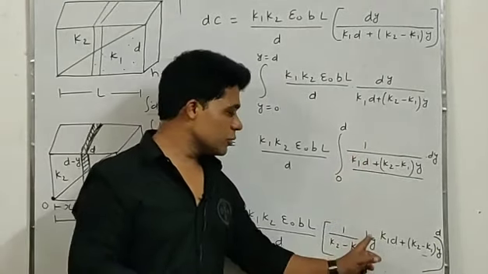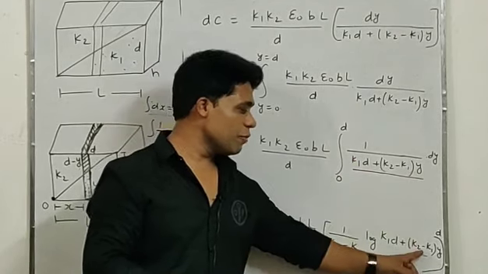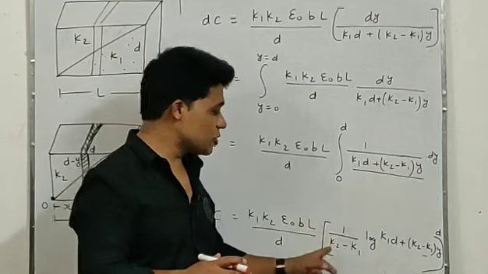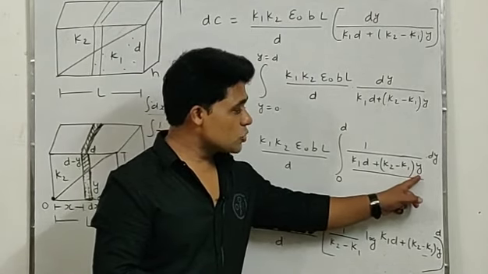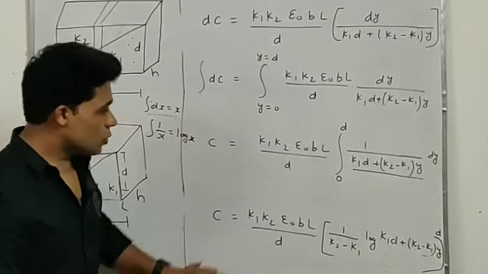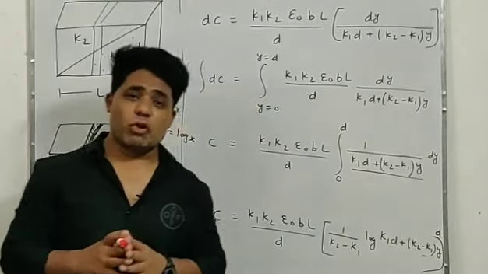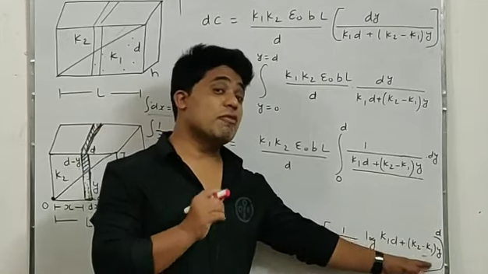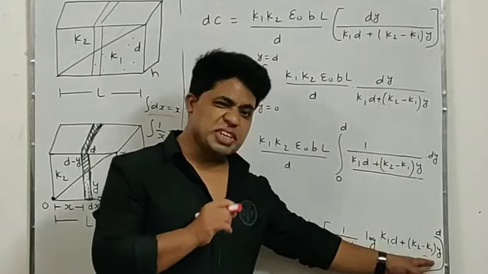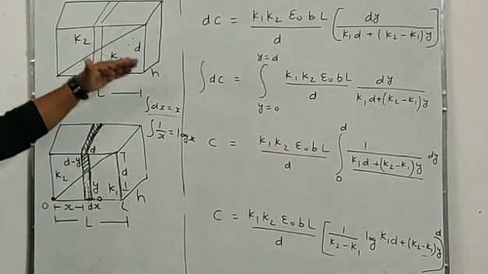See, 1 upon x gives log x. Log x means log of K1 D plus (K2 minus K1) y. And the constant attached with the variable always comes in the denominator in integration. So the constant K2 minus K1 attached with variable y comes in the denominator. Okay, now finally students, we have to put the limit 0 to D. First of all, put upper limit D instead of variable y, then the minus sign will come, and finally instead of variable y we put the lower limit 0, and we will get the final capacitance of both these capacitors.